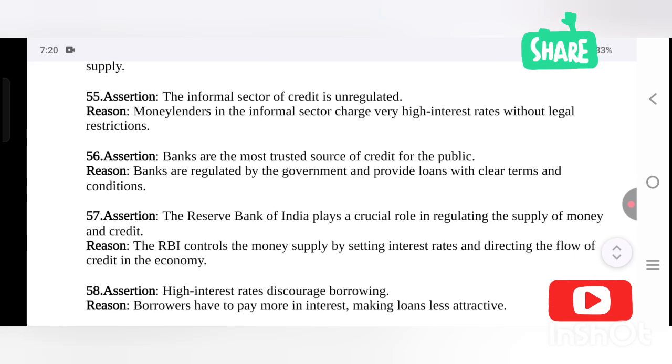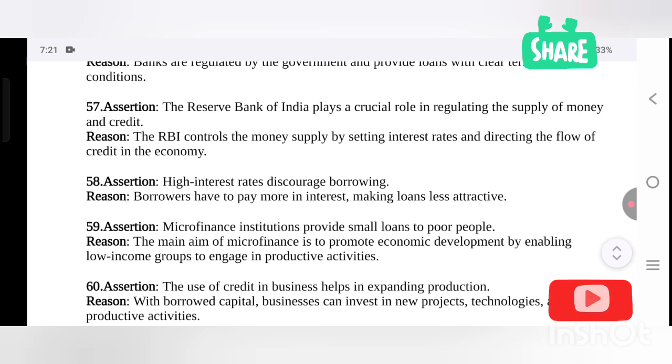Question number 56. Assertion. Banks are the most trusted source of credit for the public. Yes, true. Reason. Banks are regulated by the government and provide loans with clear terms and conditions. Yes, this is also true. Both A and R are true. R is the correct explanation of A.